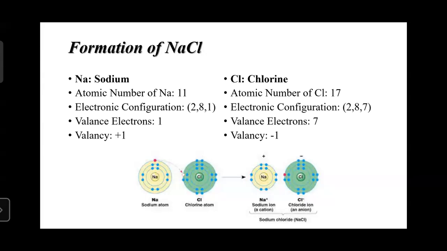Now here, when sodium donates one electron, it is in the form of Na plus ions, sodium ions. Another name is cations. And chlorine accepts one electron. Therefore, for acceptance, there is a minus charge and there is a formation of chloride ions. Again, it is called an anion. So here, sodium ions and chloride ions are formed in an aqueous solution of sodium chloride.